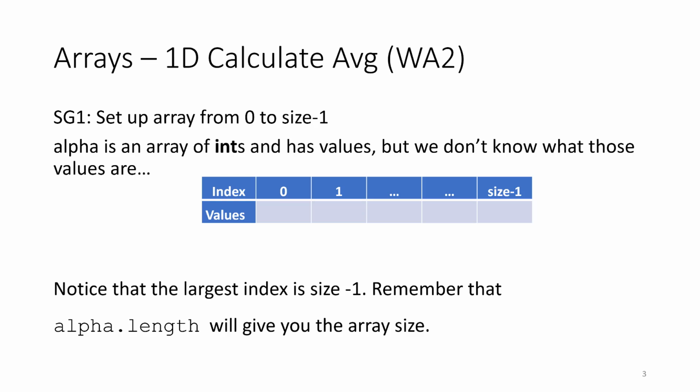Sub-goal 1, set up the array from 0 to size -1. Alpha is an array of ints and it has values, but we don't know what the values are. So we'll set up the array so that it goes from index 0 to index size -1. Remember that alpha.length will give you the array size.